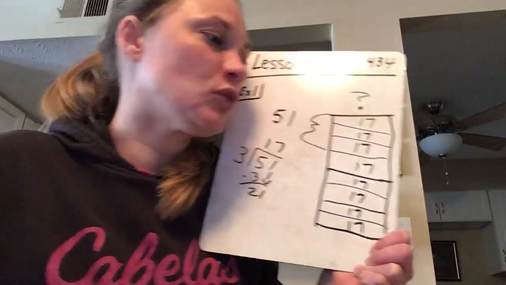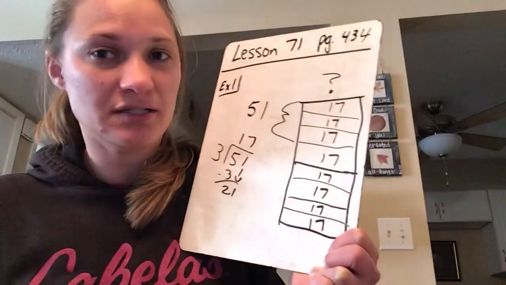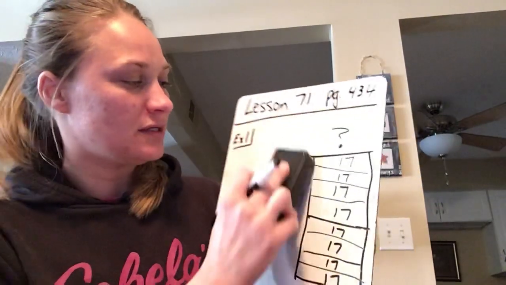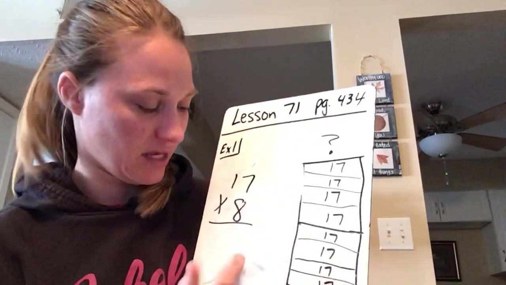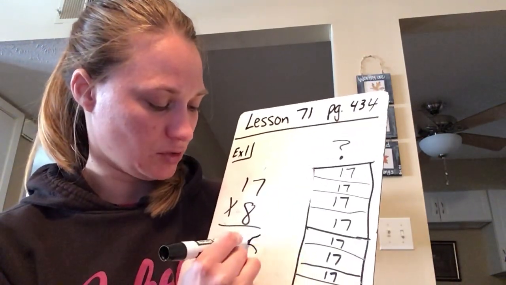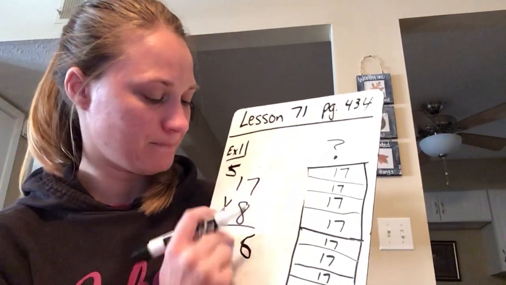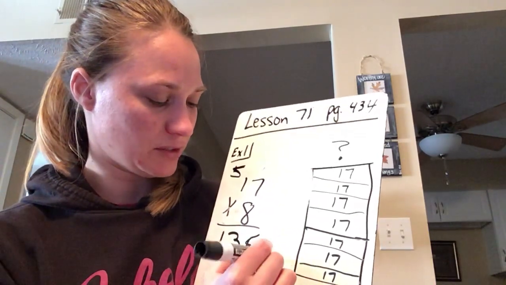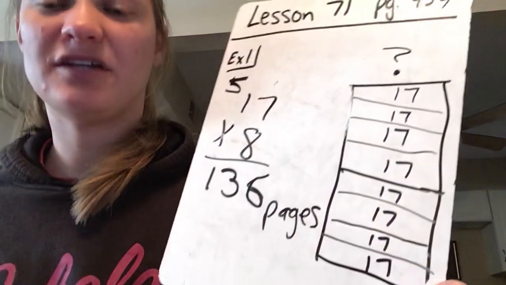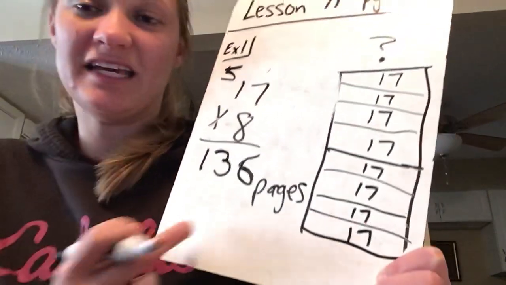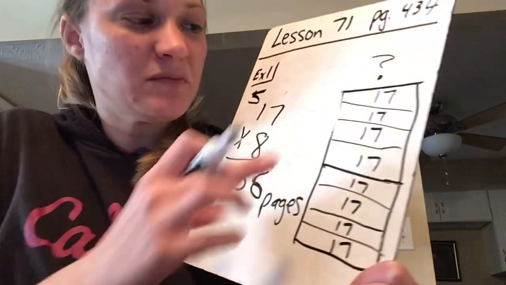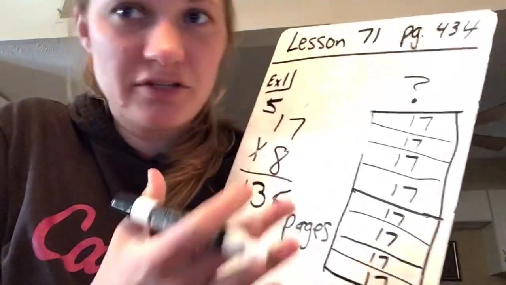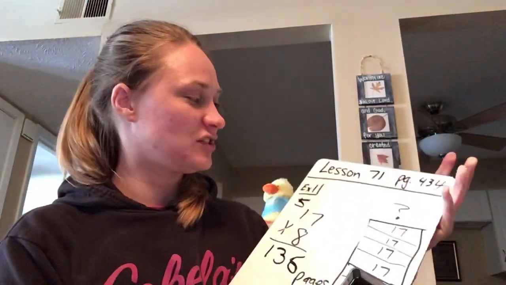And so now, the question asks, his book has how many pages? Now that we know that each part is worth 17, it's just a matter of saying 17 times the 8 parts. That should be a 6, carry the 5, and we should get 136 pages. That's how many pages is in his book. Okay, that's the answer to the question. Sometimes it'll ask you how many does he have left to read or something like that. So you have to be careful what the question asks you. But for example 1, we've done it right there.